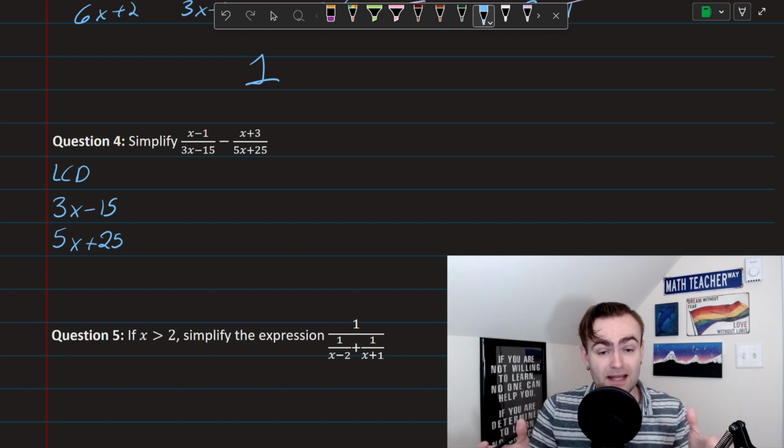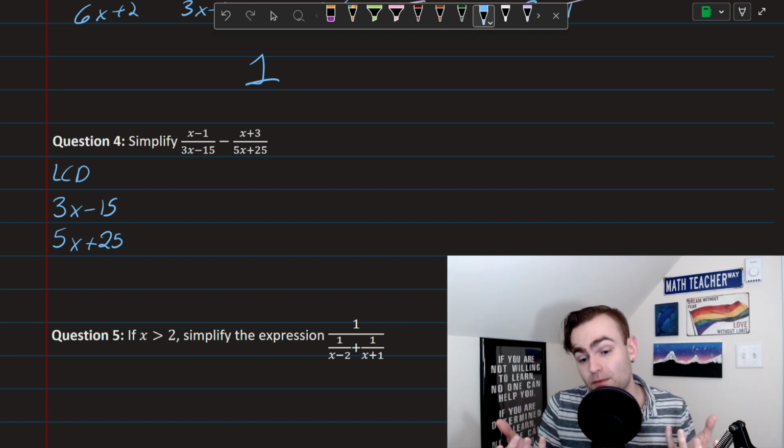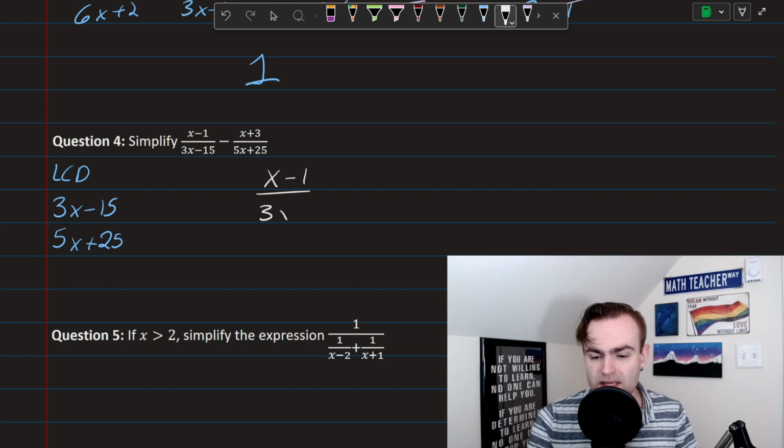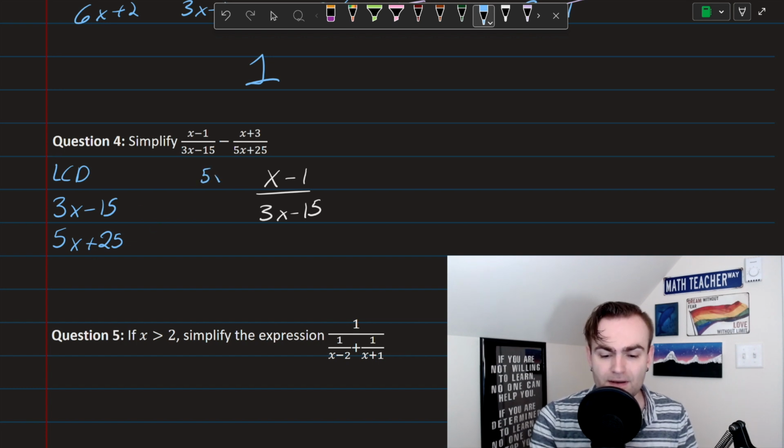And that should end up with the same denominators for both fractions. Let's do that, shall we? So this first fraction here, I'll write it in white so it's consistent. x minus 1 over 3x minus 15. We're going to multiply this top and bottom by the factor it's missing. This 5x plus 25, 5x plus 25, and we're going to multiply.